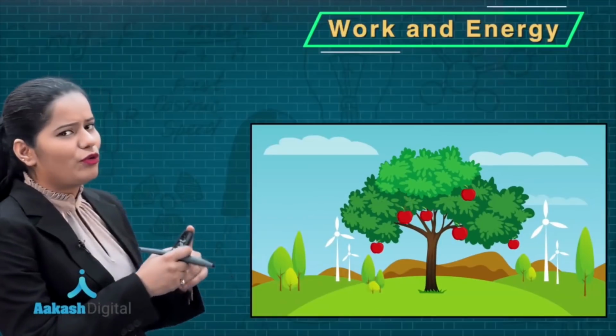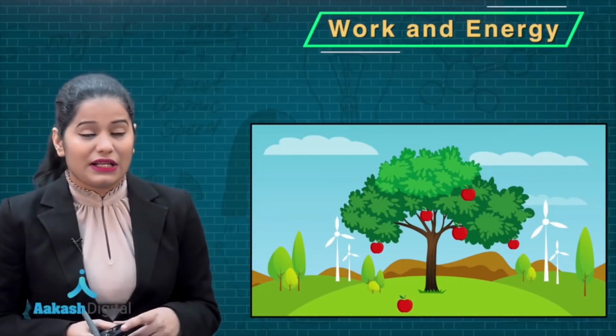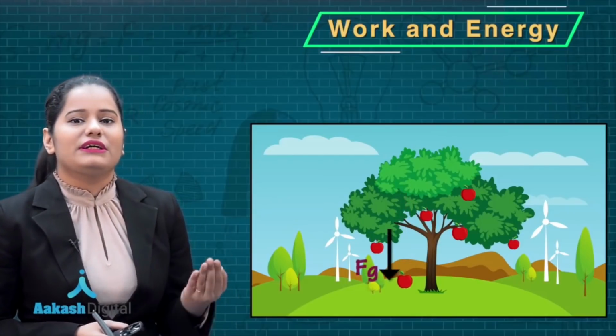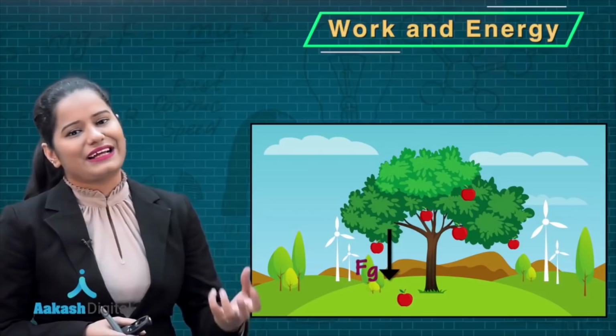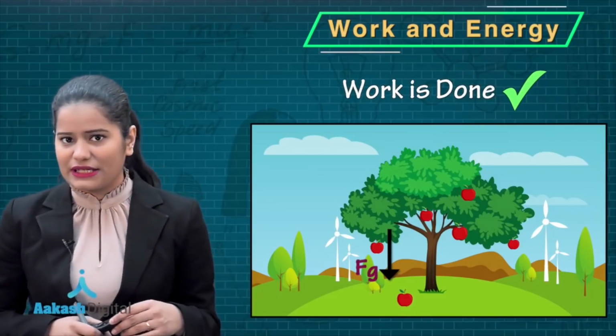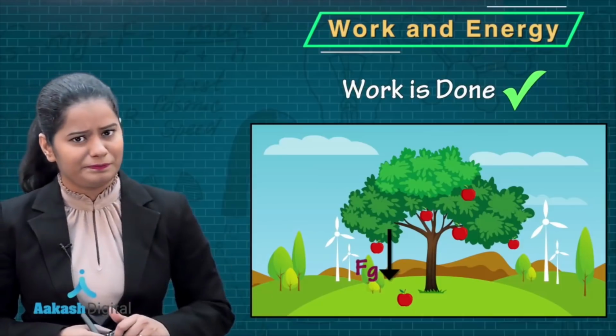Let's take up the next example. A fruit falls from a tree. Now this fruit is falling in the downward direction because of the gravitational force that is acting on this fruit. Again, the work will be done by the gravitational force that is acting on this fruit.